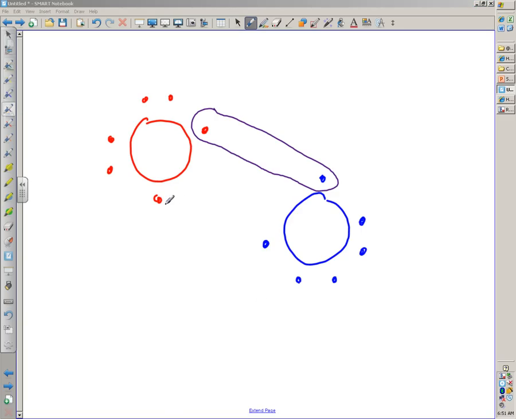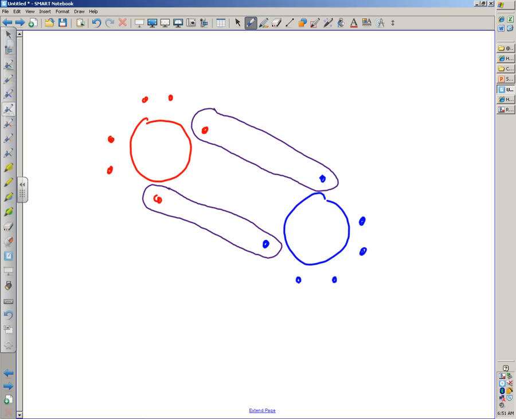So what happens? Guess what? This one's got another electron just sort of hanging out looking for a partner. This one's got another electron hanging out looking for a partner. Guess what? There we go. So now, how many electrons are being shared? 4 shared electrons. 2 pairs of electrons.